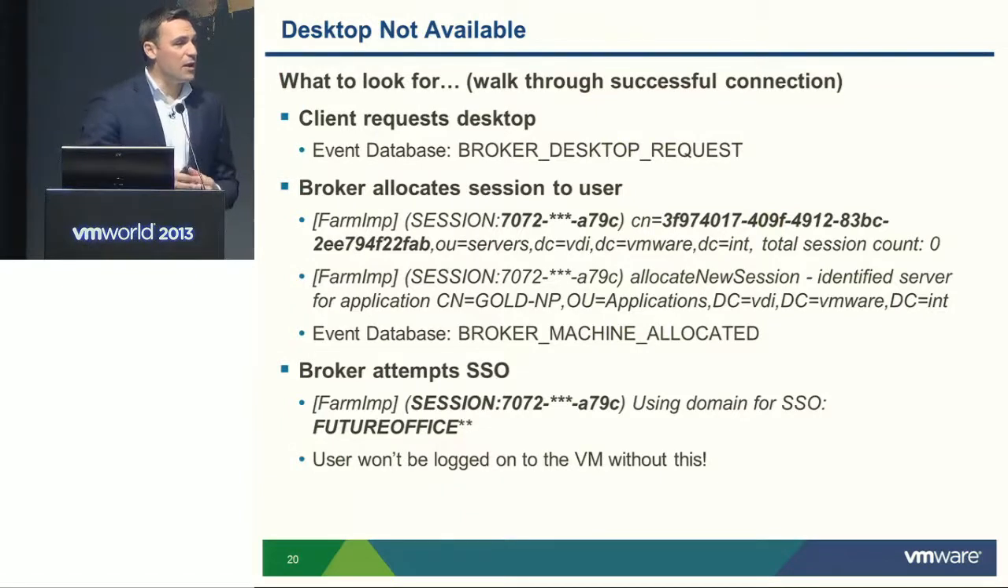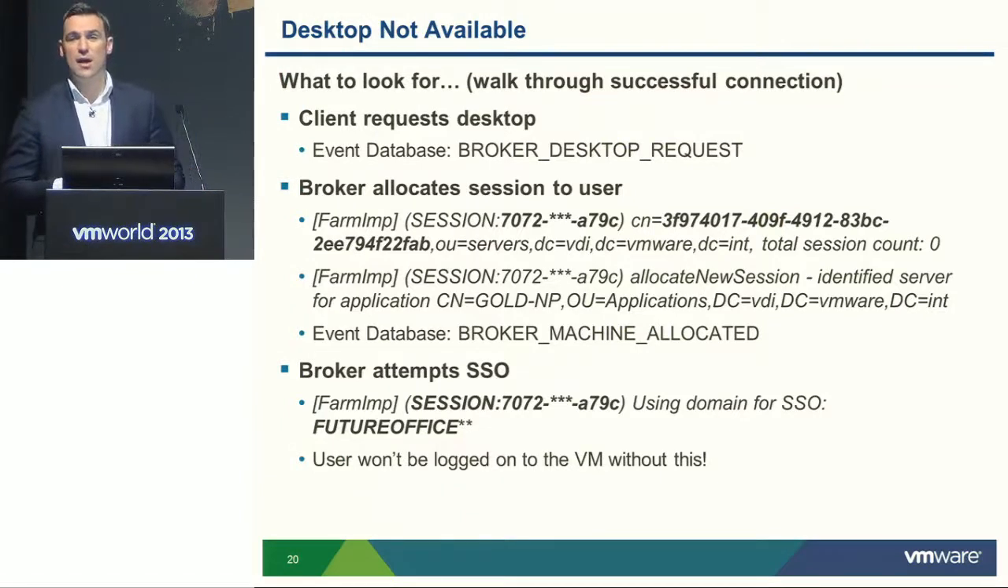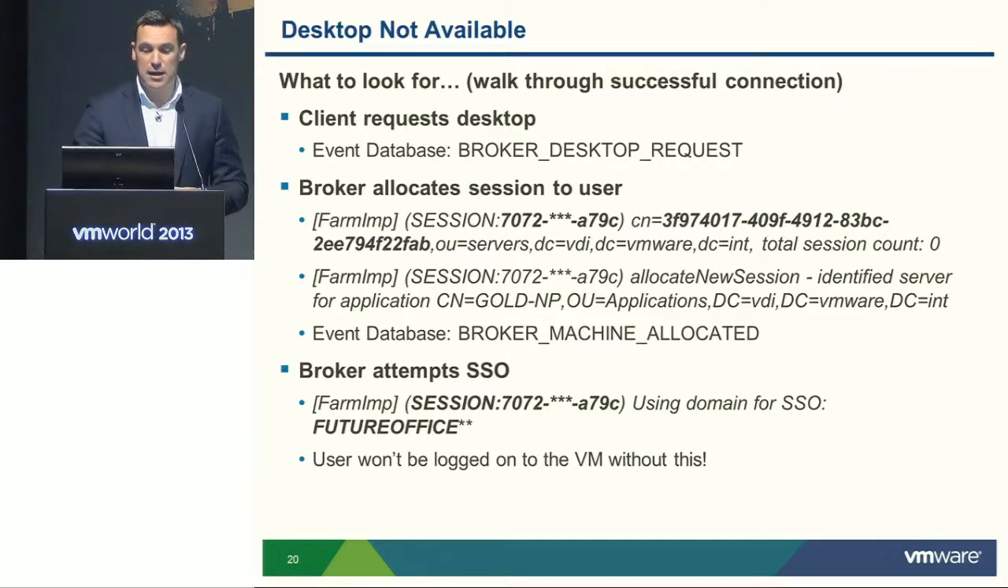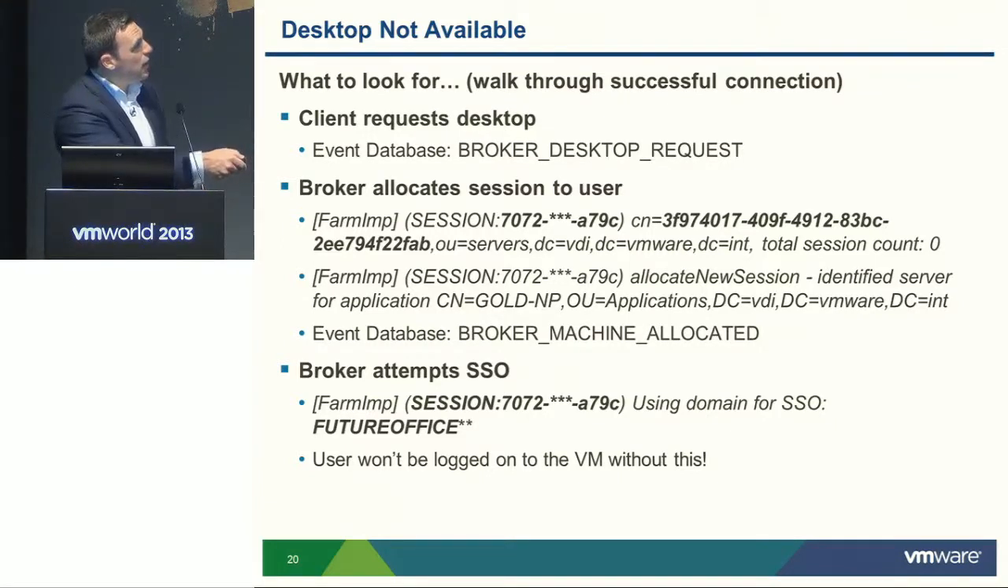So then they have a list of desktops. The next thing the client does is they choose their desktop and they click connect. So the next thing we'll see is this broker desktop request in the event database, and then we'll see that the broker will attempt to allocate a virtual desktop session to the user. So you can see here that it has identified a desktop for the user that will be allocated.